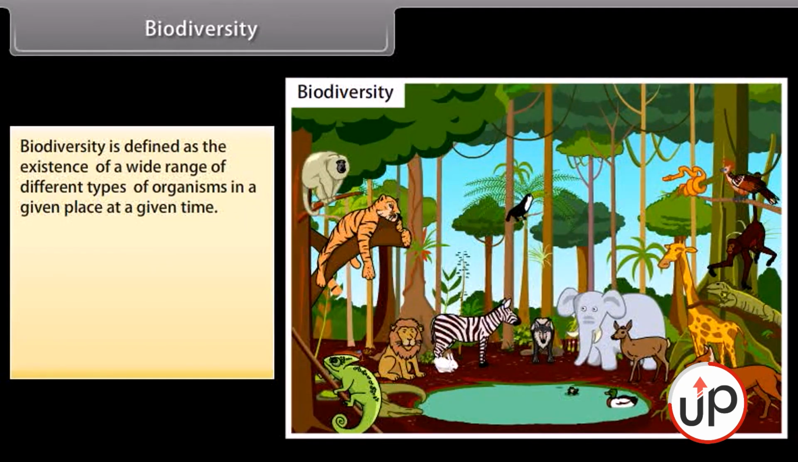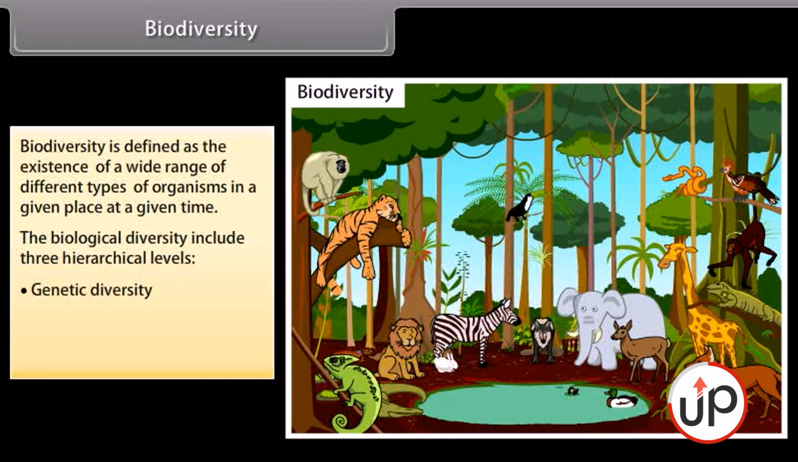Biodiversity. Biodiversity is defined as the existence of a wide range of different types of organisms in a given place at a given time. The biological diversity include three hierarchical levels. They are genetic diversity, species diversity, and ecological diversity. Let's know more about them in detail on our next screen.